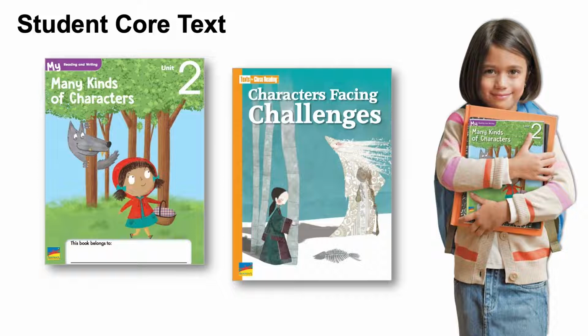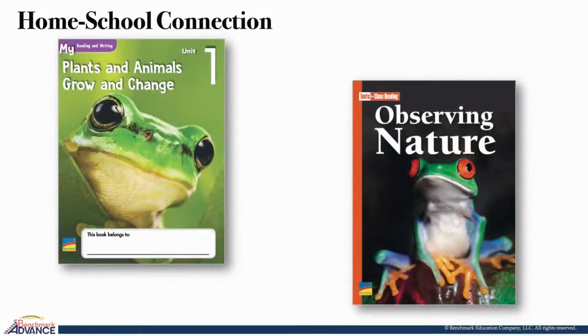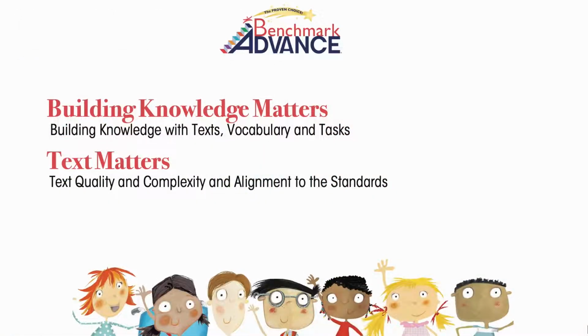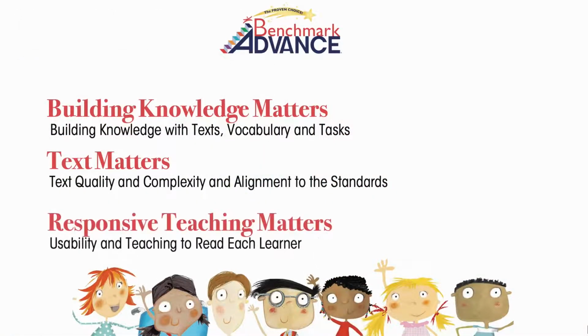And at the end of every 3-week unit, the student consumable book goes home, reinforcing that ownership of both the texts and the learning. A take-home activity calendar shows family members ways their child can demonstrate and continue their learning at home. In Benchmark Advance, there are many embedded supports for responsive teaching.